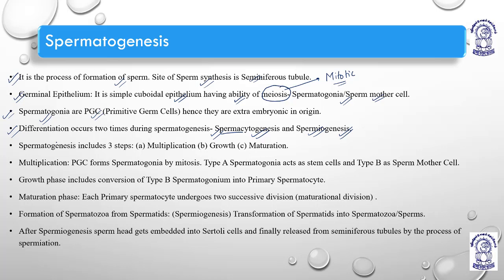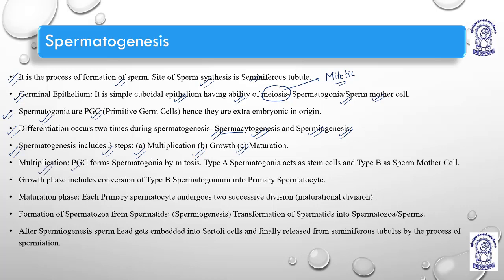Spermiocytogenesis is the formation of spermatid, the immature sperm. Now the immature sperm needs to mature, as simple as that. So these immature sperms mature by the process of spermiogenesis. Spermatogenesis includes three steps: first is multiplication, second is growth, and third is maturation. Multiplication, growth, and maturation.